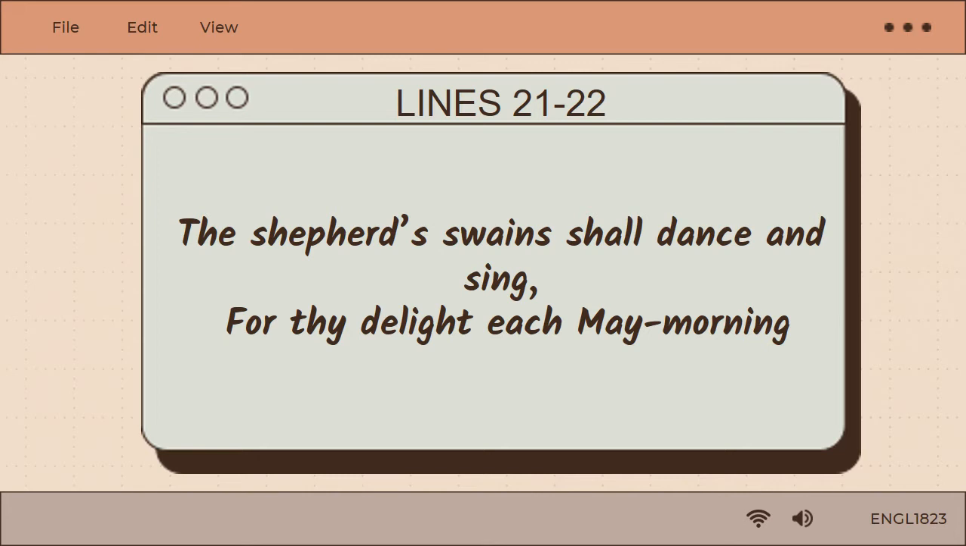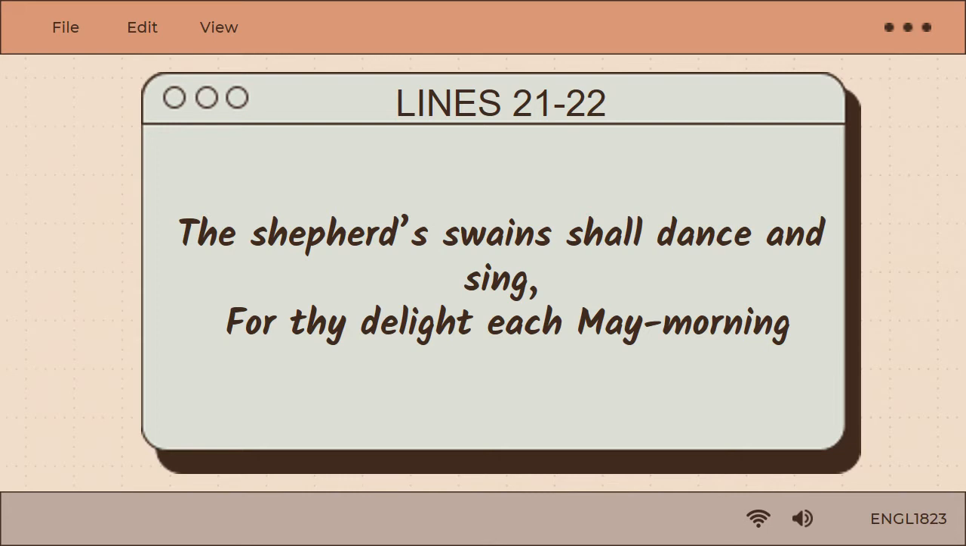And now for lines 21 and 22. The shepherd swains shall dance and sing for thy delight each May morning. We've arrived. This, folks, is the speaker's final promise, and true to form, it's even more difficult to ensure than the last. Lines 21 and 22 promise that shepherd swains, or young men, will dance and sing for the beloved's delight every morning in the month of May.